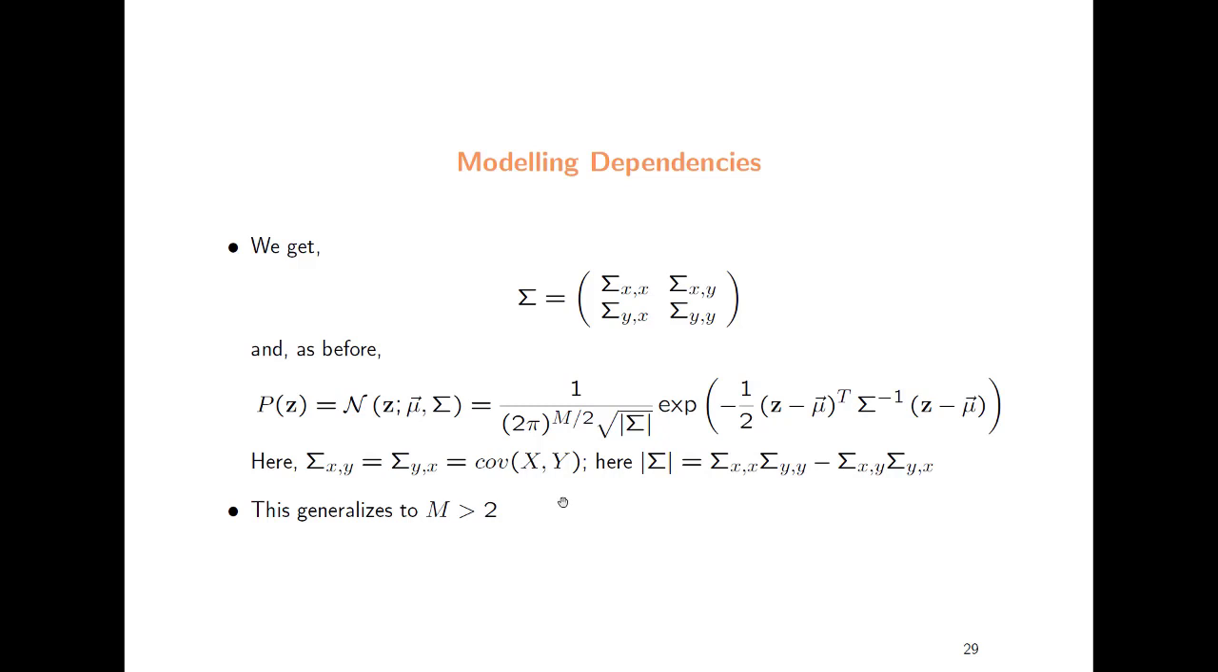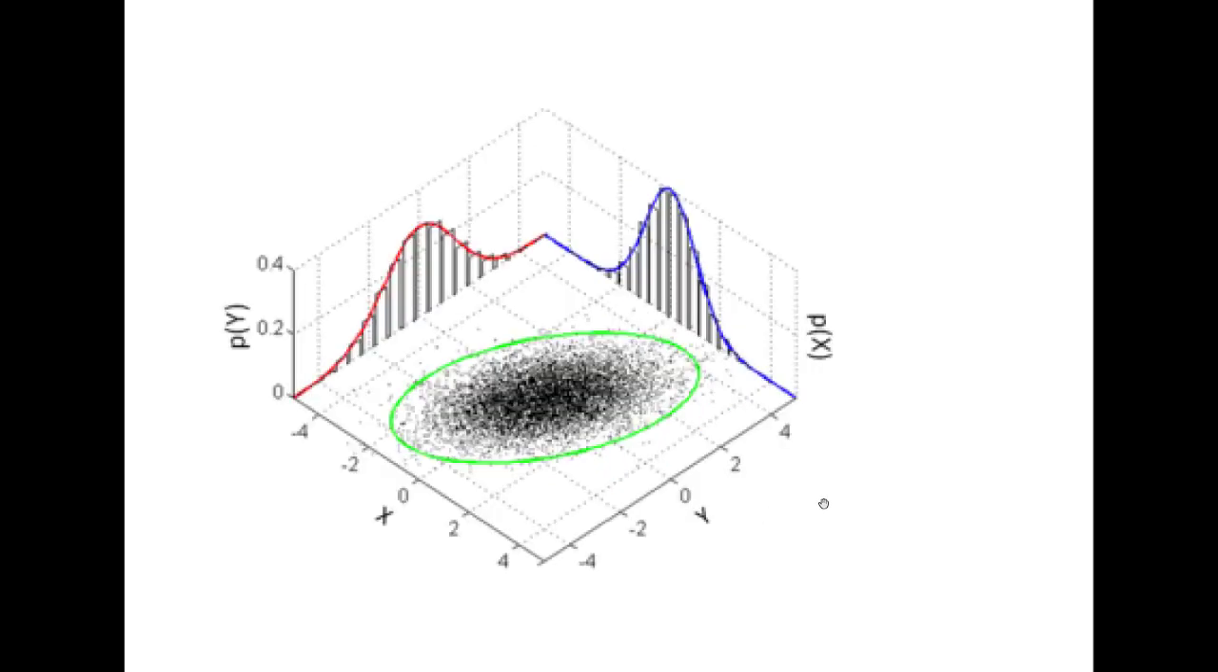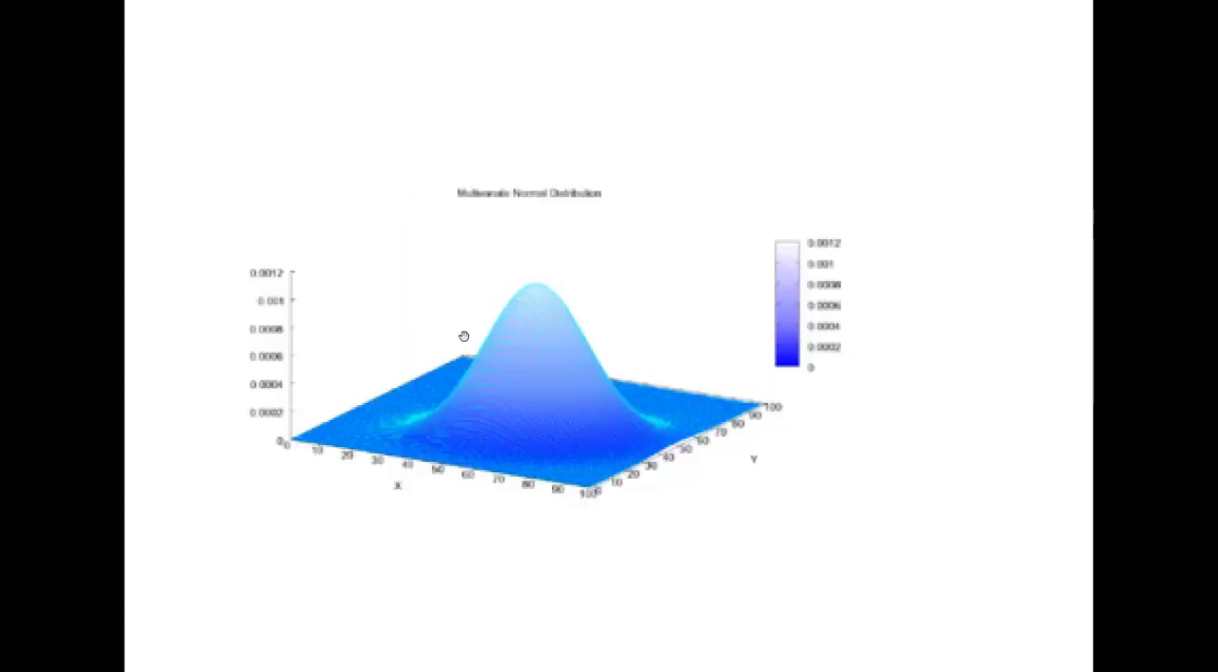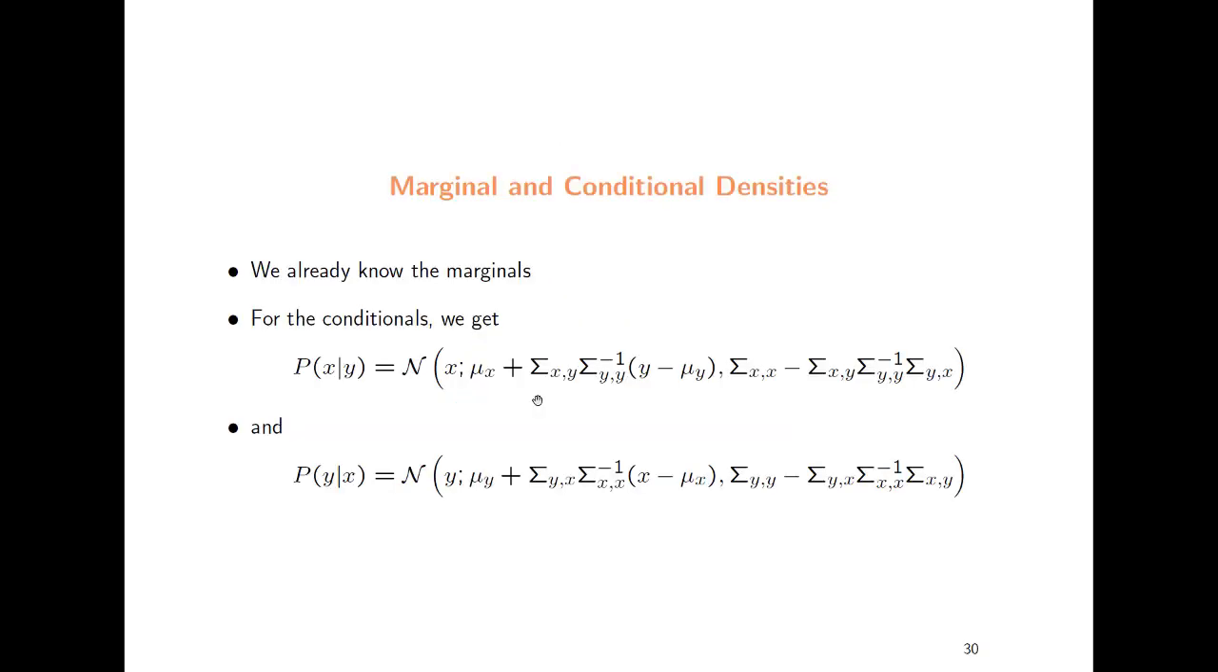And this can also be generalized to more than 2 dimensions. So you should get used a little bit to this formula. But you don't have to remember how to calculate the determinant, for example. So this shows the joint distribution and the marginals, the blue and the red one. That's another nice Gaussian distribution. And this is the last slide.